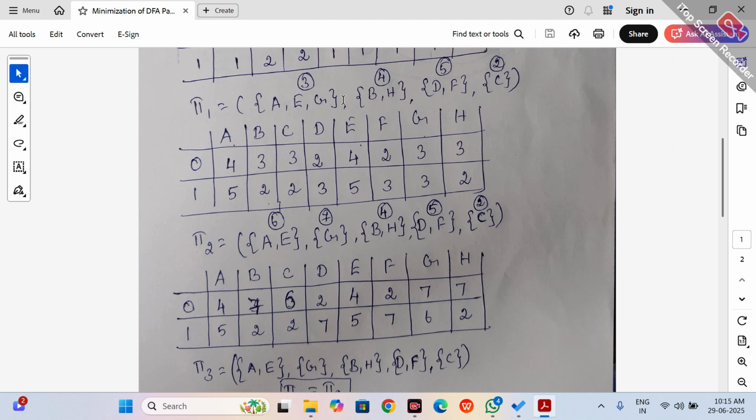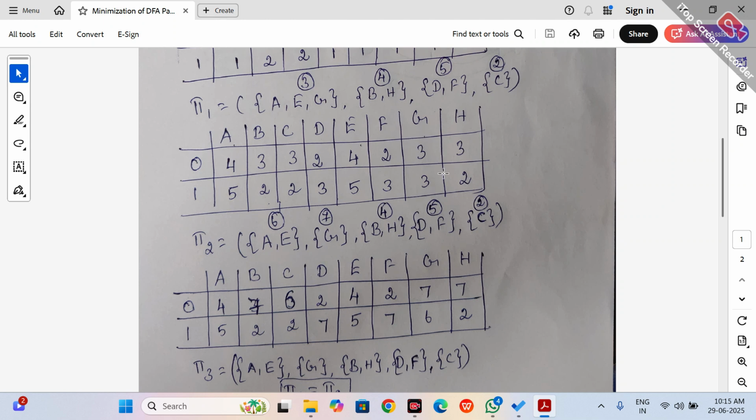So we can combine states A and E as a group. Next, 3, 2 is B and H. C is a final state, so it is not possible to separate. We can combine B and H as a single group, C is a separate group. Next one is 2, 3, which is D and F. So D and F are combined as a single group.